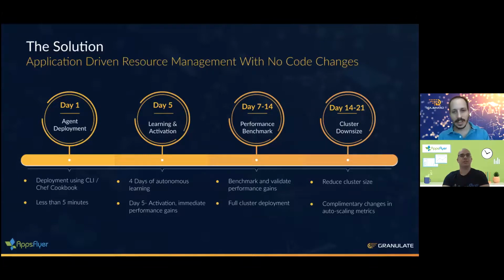Thank you, Ali. So as you can see, everything's pretty fast, and you can see here the whole timeline for the entire process. We start on day one with an agent installation. It could be a single command line. It could be a Chef cookbook. And in less than 5 minutes, you can have an agent running on 1, 2, or 4 VMs.